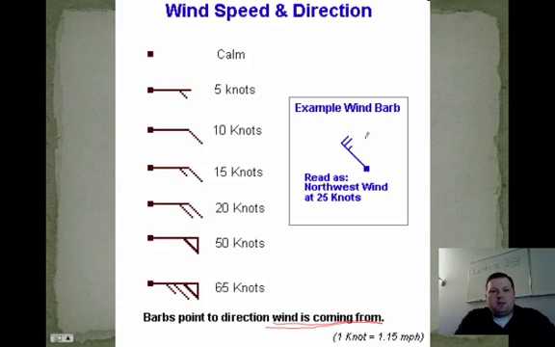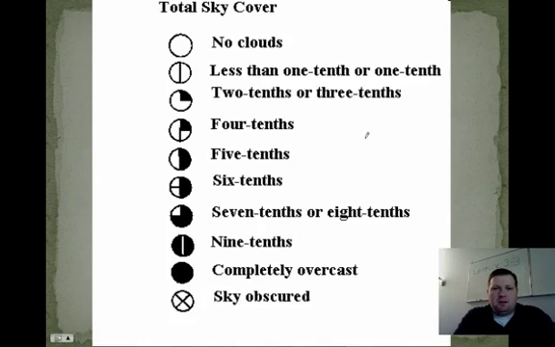We use a range. So the first one, just a line, would be less than 5. Half a line would be like 5 to 9. And the full line would be 10 to 14. With miles per hour, it's just going to be about the same, just slightly a bit different. Pretty much we just want to use this if we're talking about a high wind or a low wind.